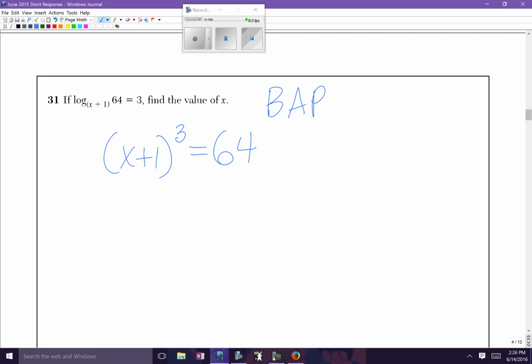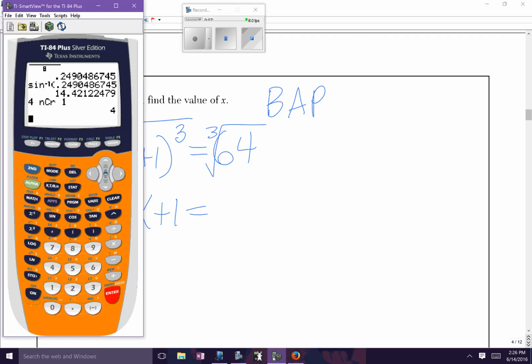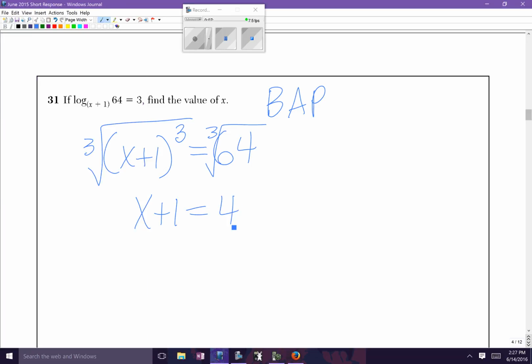Well, I want to get rid of this power of 3. So I know if I take the cube root of this side, I'll have to take the cube root of this side. Something raised to the third power, but taking the cube root of that cancels each other out. So x plus 1 equals, on my calculator, if I go to math, choice 4, I'm going to take the cube root of 64, and I get a nice value of 4. All right, so I'm going to continue to solve for x, minus 1 to both sides, x equals 3.